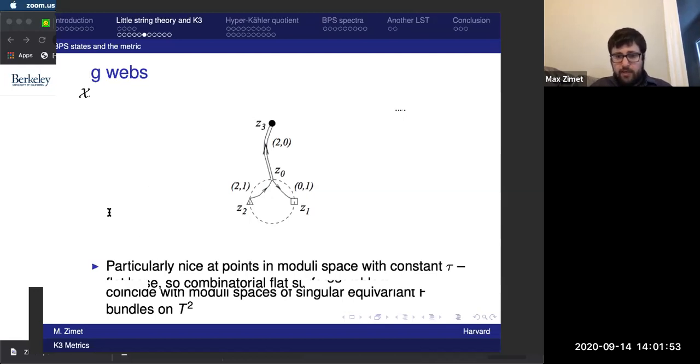And this problem is particularly nice at points in the moduli space of K3 surfaces where the elliptic fiber is constant over the base, because the metric that one uses on the base is then flat. And so the BPS state counting problem in those limits is just a nice combinatorial flat surface problem.